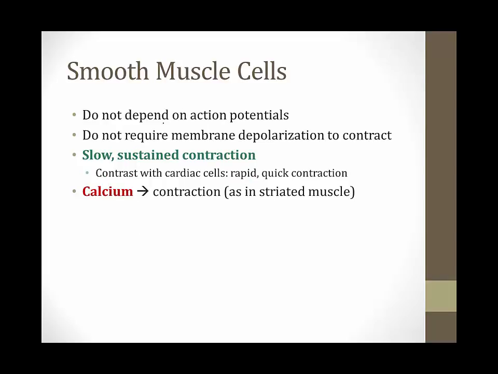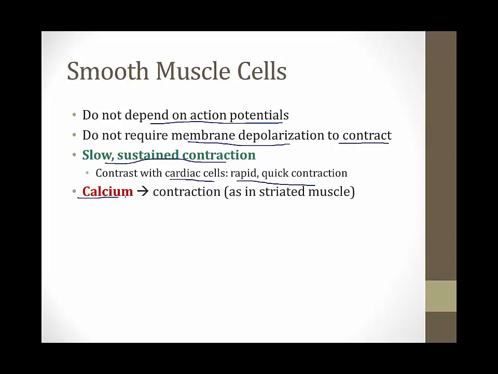First of all, smooth muscle cells do not depend on action potentials. In other words, they do not require membrane depolarization to contract. There are action potentials that can work on smooth muscle cells, but that's not the only way they contract, and that's a big difference from striated muscle. In addition, smooth muscle cells usually demonstrate slow, sustained contraction, and this is in contrast with other types of muscle cells, especially cardiac cells. As you may know, heart tissue demonstrates rapid, quick contraction to generate a heartbeat. That's very different from smooth muscle cells.